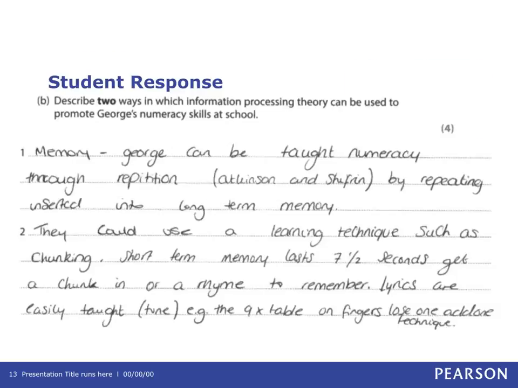This is an example of question 3b. The question required learners to indicate 2 aspects of information processing theory, and for a further 2 marks, describe how the theory could be used to support George's numeracy skills. This is an example of a response that has gained 4 marks.